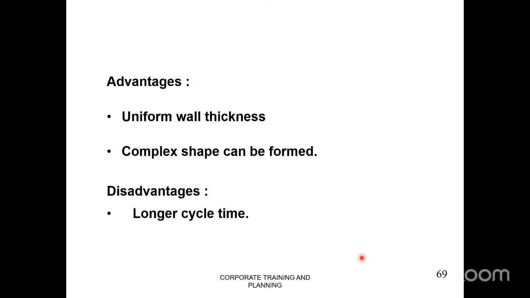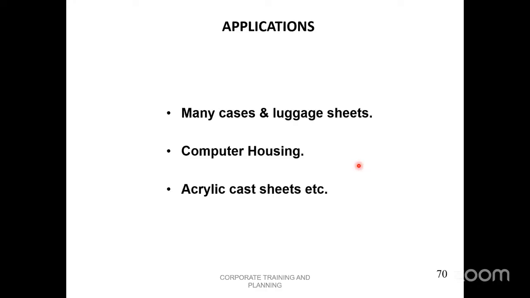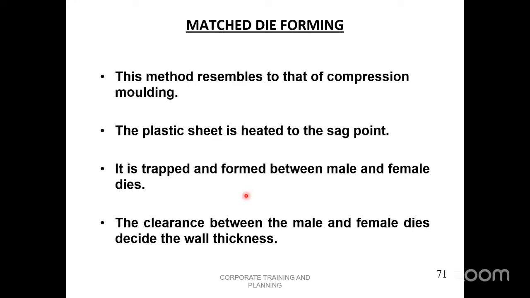See the advantages: uniform wall thickness, complex shapes can be formed, and a longer cycle time, because, see now here, 1, 2, 3, 4, 5, there are 5 steps. Okay, so it will take a longer time. Now, what are the applications? Many cases or luggage seats, computer housings, acrylic cast sheet also get molded by this method.